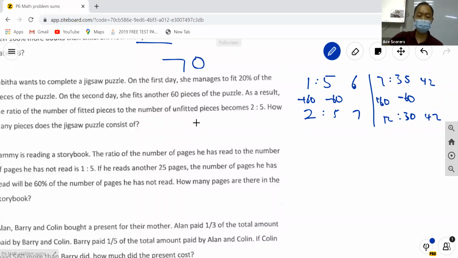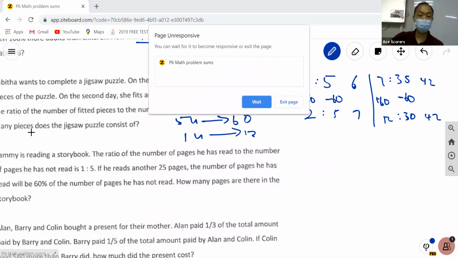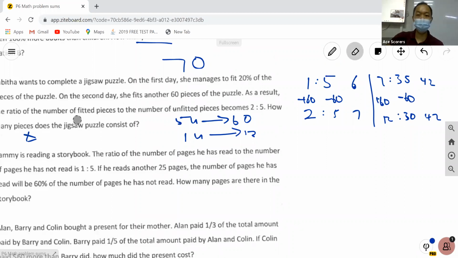So 5U represents 60. What's 1U? 12. So how many pieces does the jigsaw puzzle consist of altogether? 42 units, right? So 1 unit is 12, so 42 units is 42 times 12. 504, right?